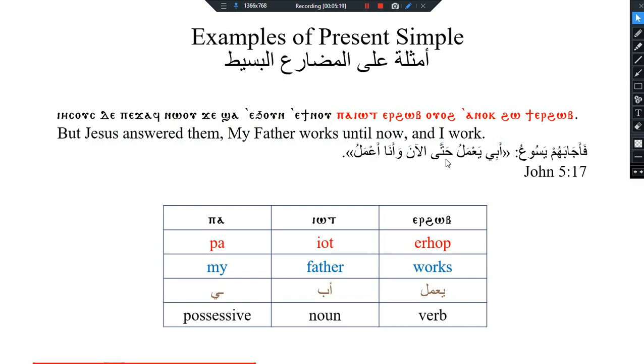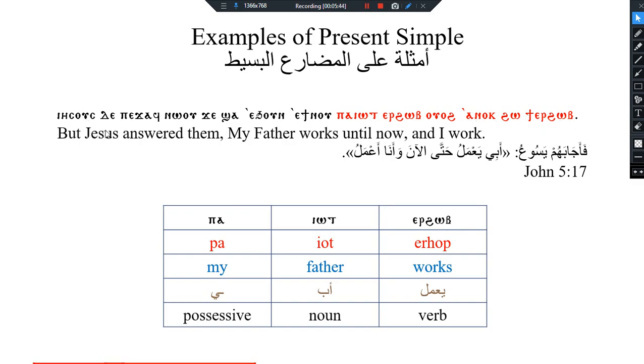When we use a noun instead of the pronoun, we can add the verb directly. Here in John 5:17, Jesus said, but Jesus answered them, my Father works until now, and I work. Isous de af-jo-ou nou, je sha enon etenou, pa-iot erhop, ounok hoti erhop.